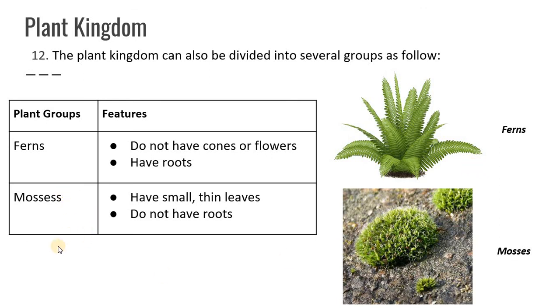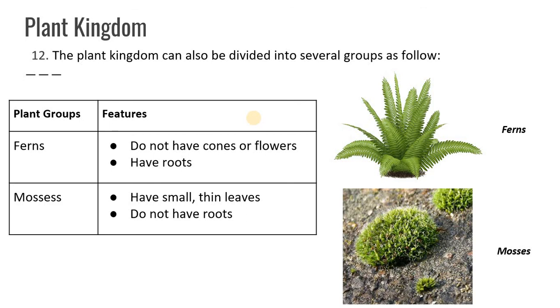So the last plant group would be the mosses. Mosses have small and thin leaves, right? Here's an example of mosses, small and thin leaves, and they do not have roots. So mosses are the only plant group that does not have roots. And that's it for chapter 4.2.